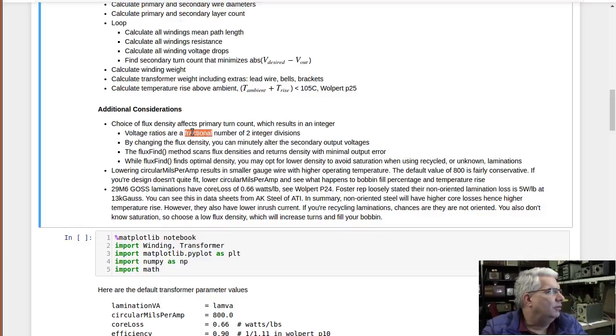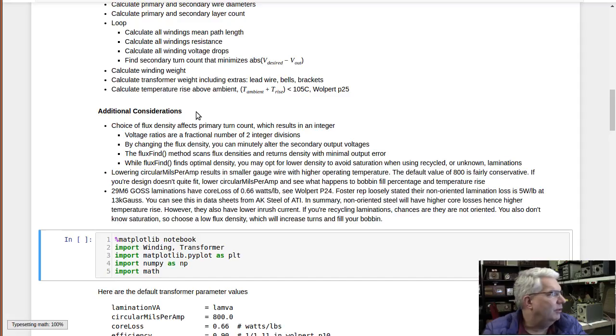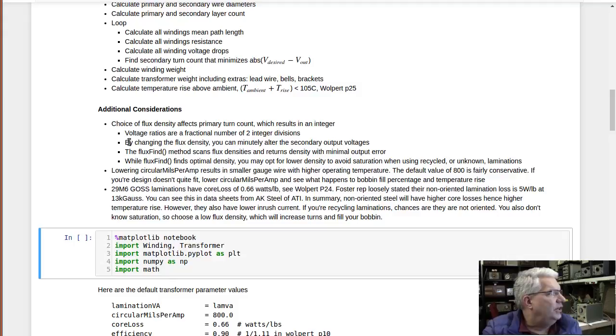Okay, I kind of tried to explain that here. By changing the flux density, you can minutely change the secondary output voltages. That's kind of what I'm talking about. You can use this. There's a method called Flux Fine, which will go and do this operation for you, and it finds the optimal flux density to minimize the error of both the full load to your specified voltage that you want, as well as the voltage regulation.